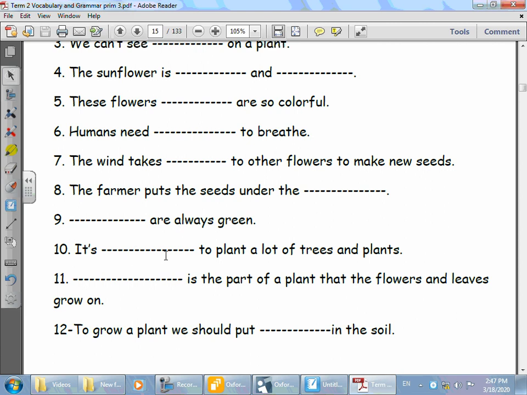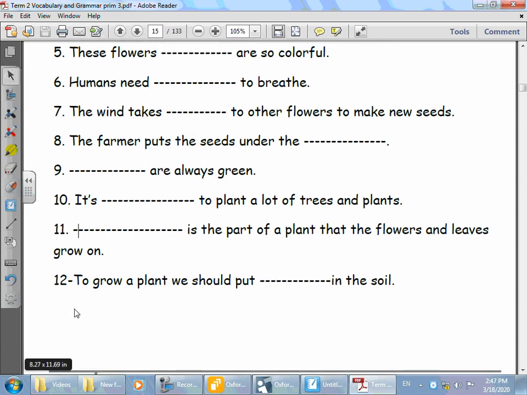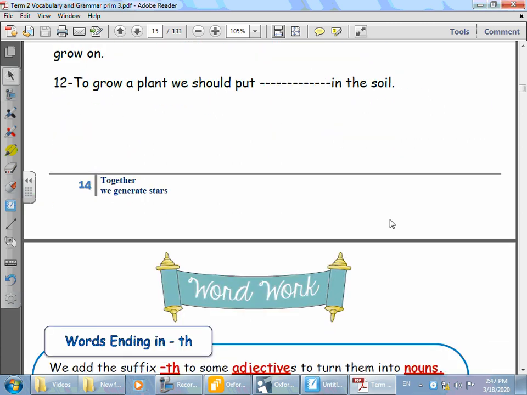Okay, it's what? To plant a lot of trees and plants. Excellent, it's important. Number 11, what is the part of a plant that the flowers and leaves grow on? Very good, the stem. And also here, it's at the beginning of the sentence, so you need to write it in capital letters. Okay, to grow a plant, we should put what in the soil? Seeds. Very good. I'm so proud of you. Super. Now, let's move on to the next page.